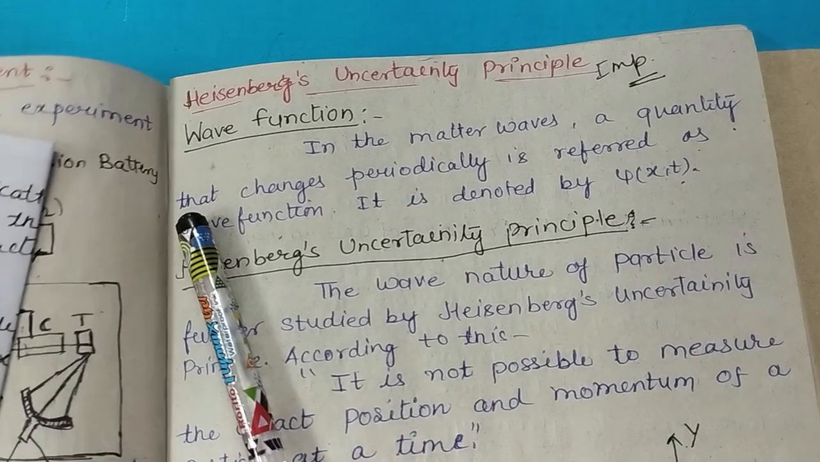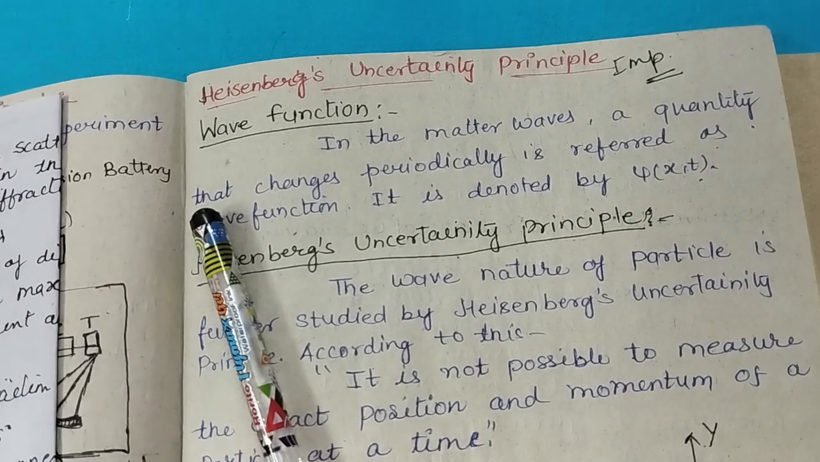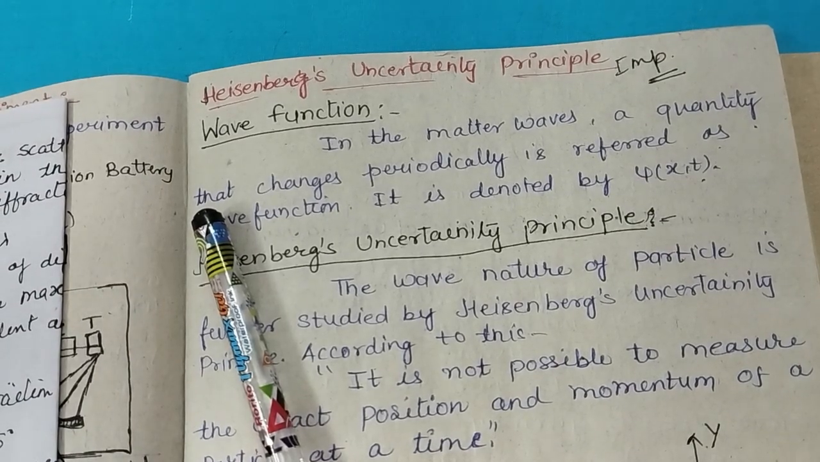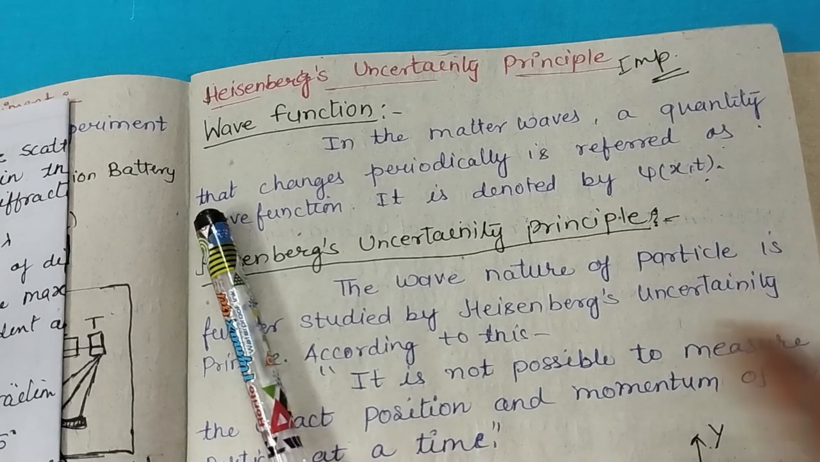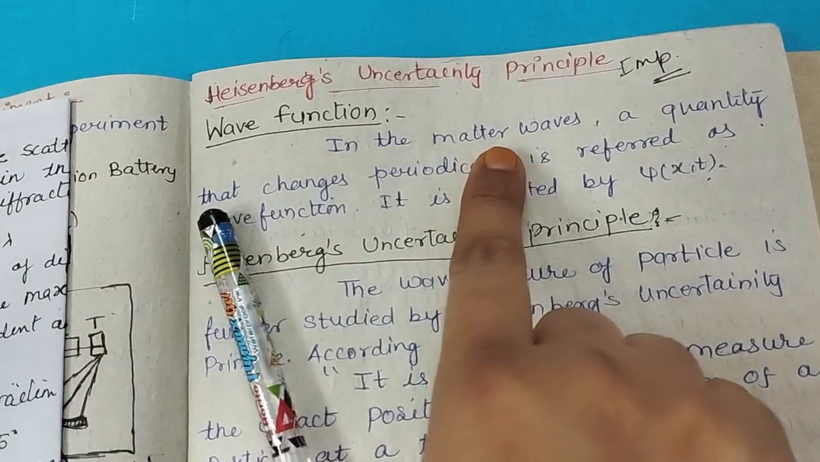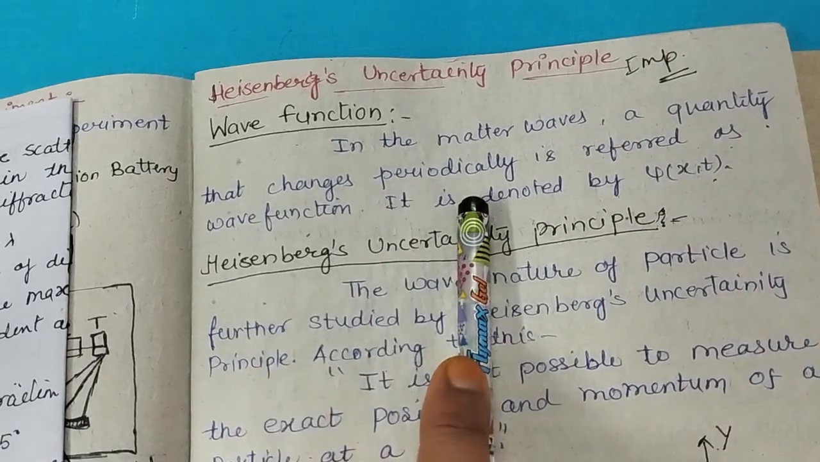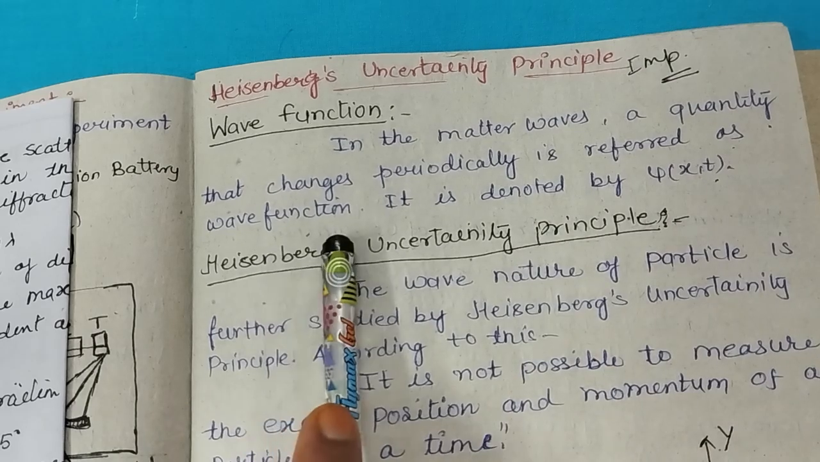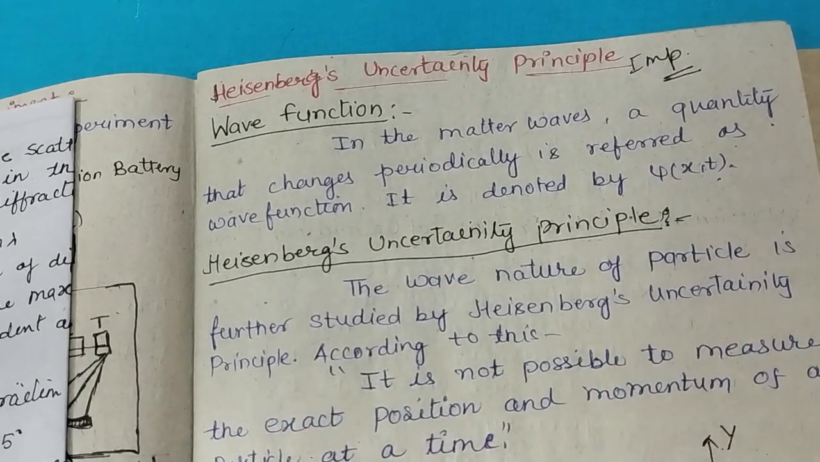So shall we start? First topic is Heisenberg's uncertainty principle. Before starting this topic, I will explain what the wave function is. In matter waves, a quantity that changes periodically is referred to as a wave function. It is denoted by psi(x,t).